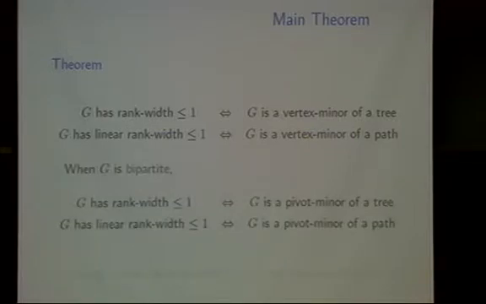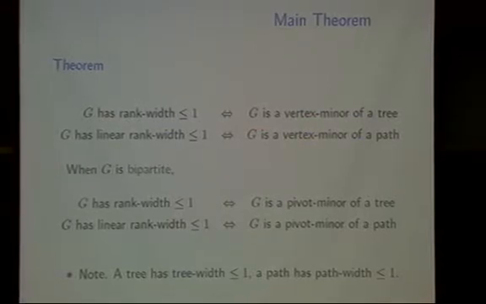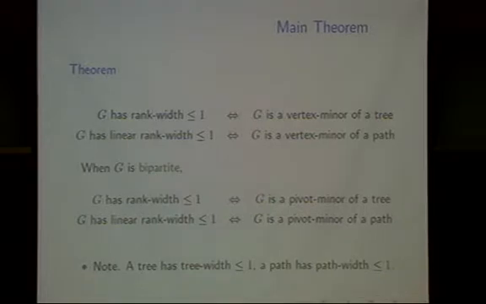And also, if G is bipartite, then this vertex-minor can be replaced by pivot-minor. So this is the theorem, and also a tree has tree-width at most 1, and a path has path-width at most 1. So this theorem says that there is some relation between rank-width and the trees in terms of vertex-minor or pivot-minor. I want to give a proof of the first thing, and if we have time, then we briefly cover the second thing.